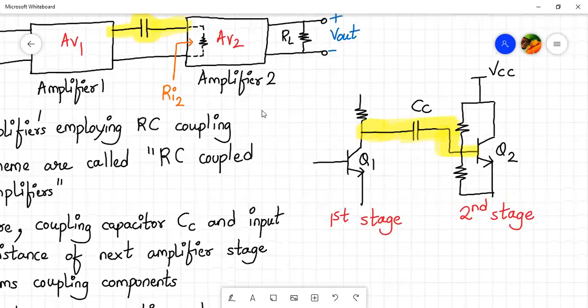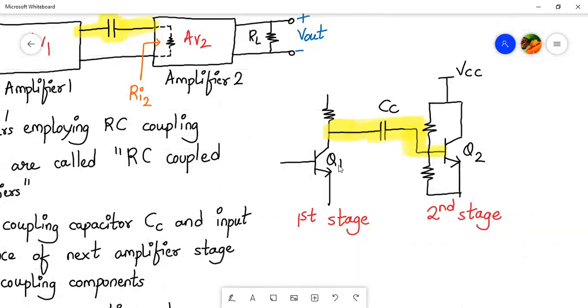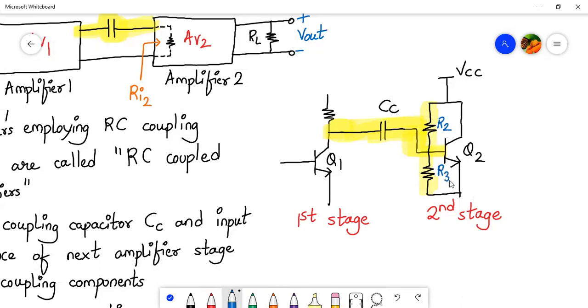Now let's see in more detail here. Here you see Q1 and Q2 will form the first stage and the second stage. How are they connected together? The output of the first stage is connected to the input of the second stage via a coupling capacitor, and we can see the input resistance of the second stage. Now, can you identify what will be the input resistance of the second stage? Let's just say that the values of these resistors are R2 and R3.